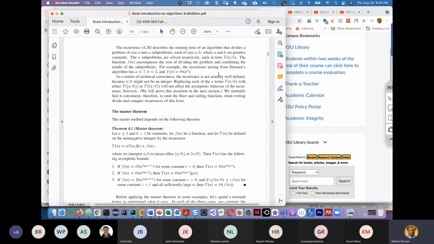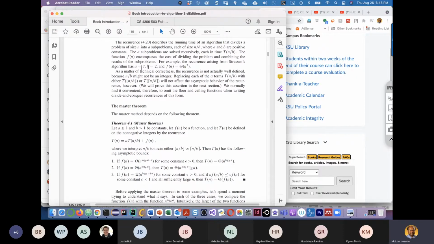Here one thing is that for instance A can be 7, B can be 2, okay, and f(n) can be theta of n squared. We will see some examples.